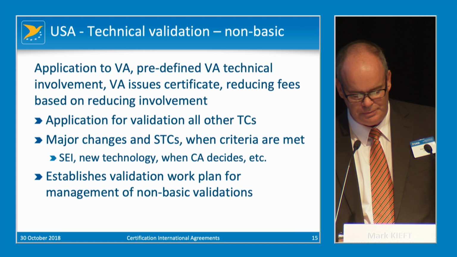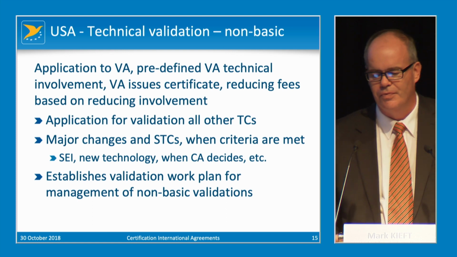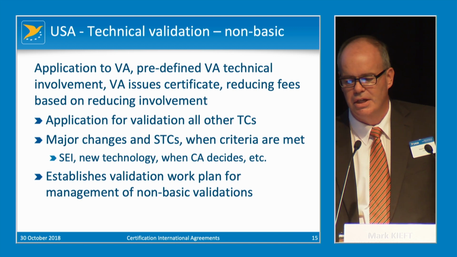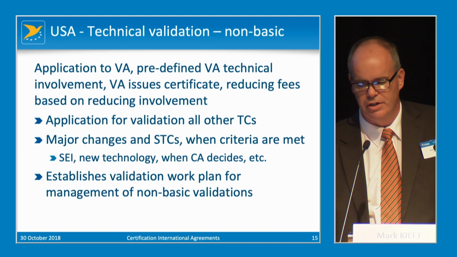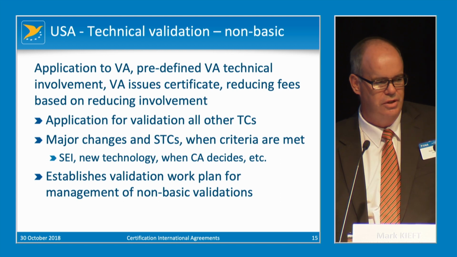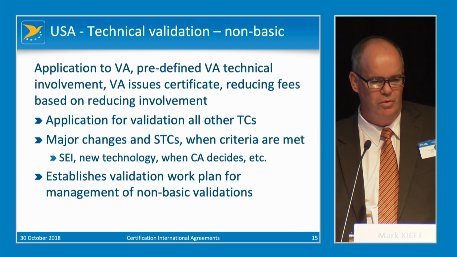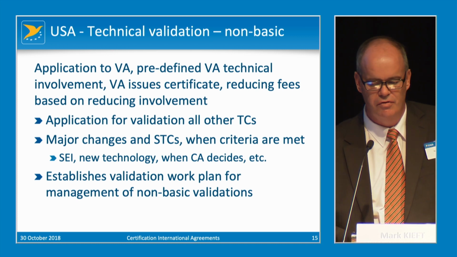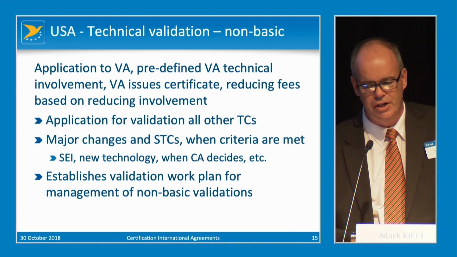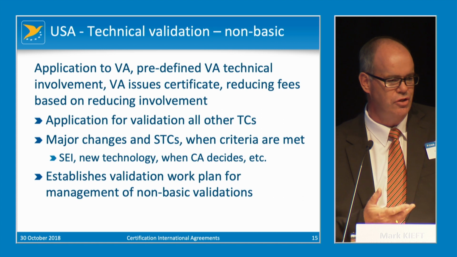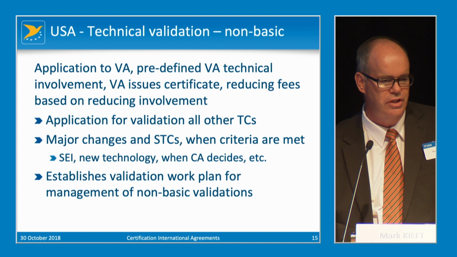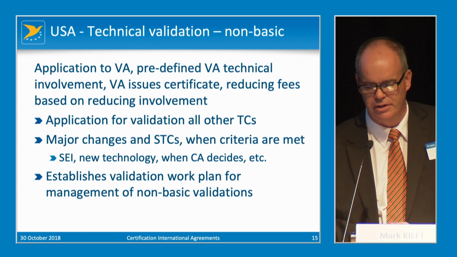For non-basic, this is where the validating authority is technically involved. So there's an application to the validating authority. A predefined validating authority technical involvement, predefined, the tip lays down what should be the VA involvement. The VA in the end issues a certificate. There's reducing fees based on the reducing involvement. I already mentioned BOB Decision 8. As there's a reducing involvement of the both validating authorities, there'll be reducing fees linked to that.